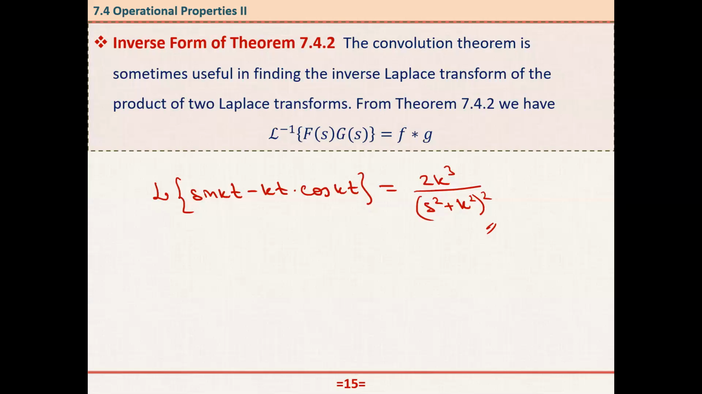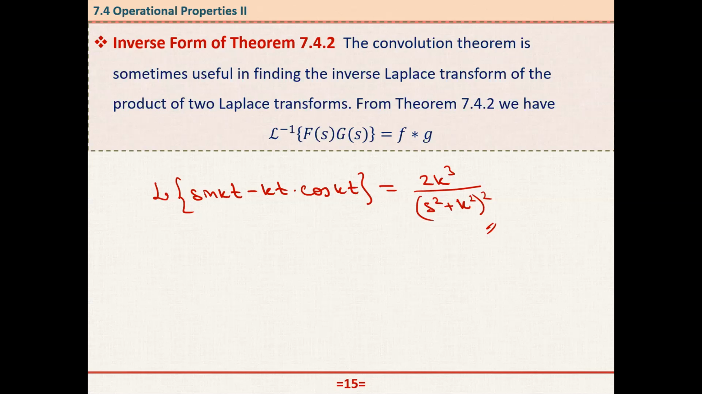All right, now let's continue. One example for using this inverse Laplace is convolution. As we know, the Laplace transform of the convolution of f and g is equal to the product of the transforms, that is capital F of s times capital G of s. Now, consider this example, 2k cubed over s squared plus k squared, squared.